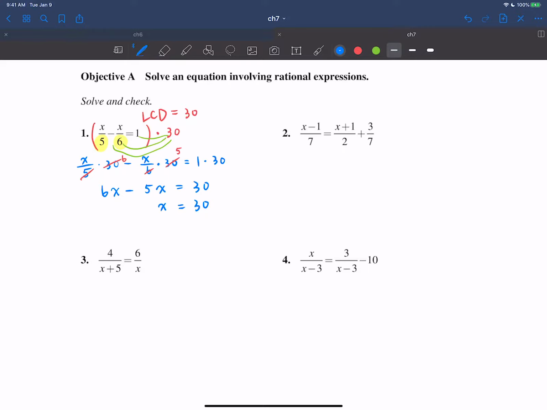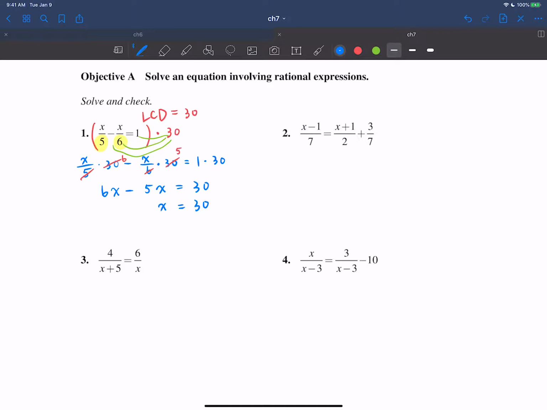Number 3. 4 over x plus 5 equals 6 over x. The difference between solving a general equation, like a linear equation or quadratic equation, versus solving a rational equation like number 3 is the restrictions. If you remember from earlier sections, for any rational expression there are restrictions on the variable, which is that the denominator cannot be 0. And that's what you need to do before you solve any rational equation.